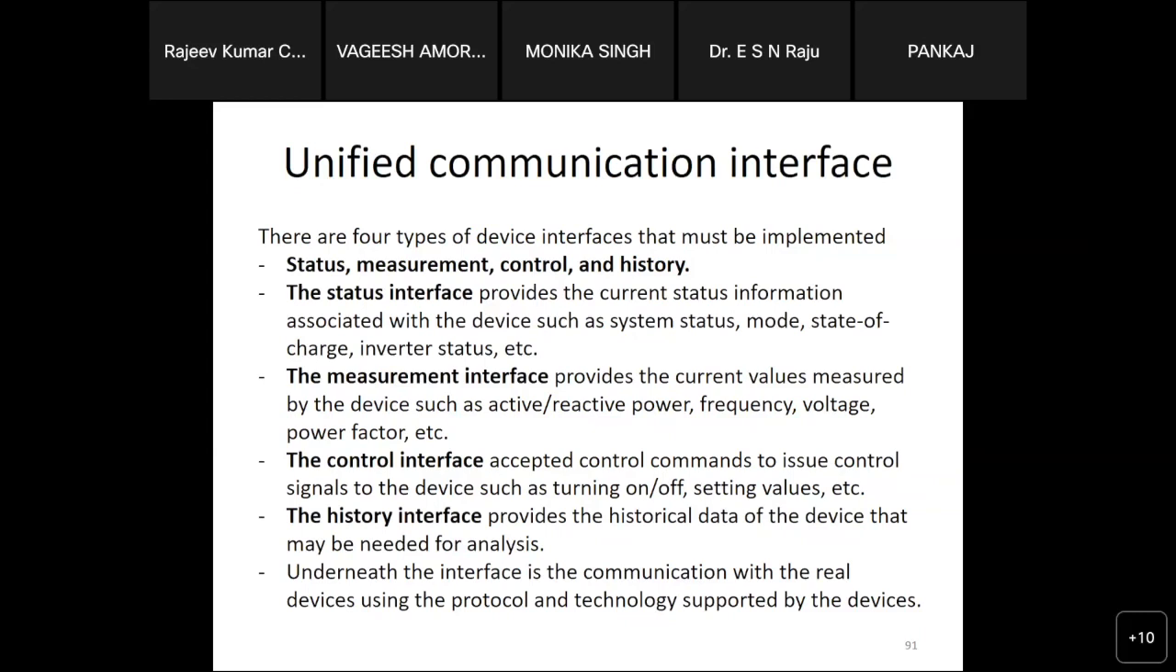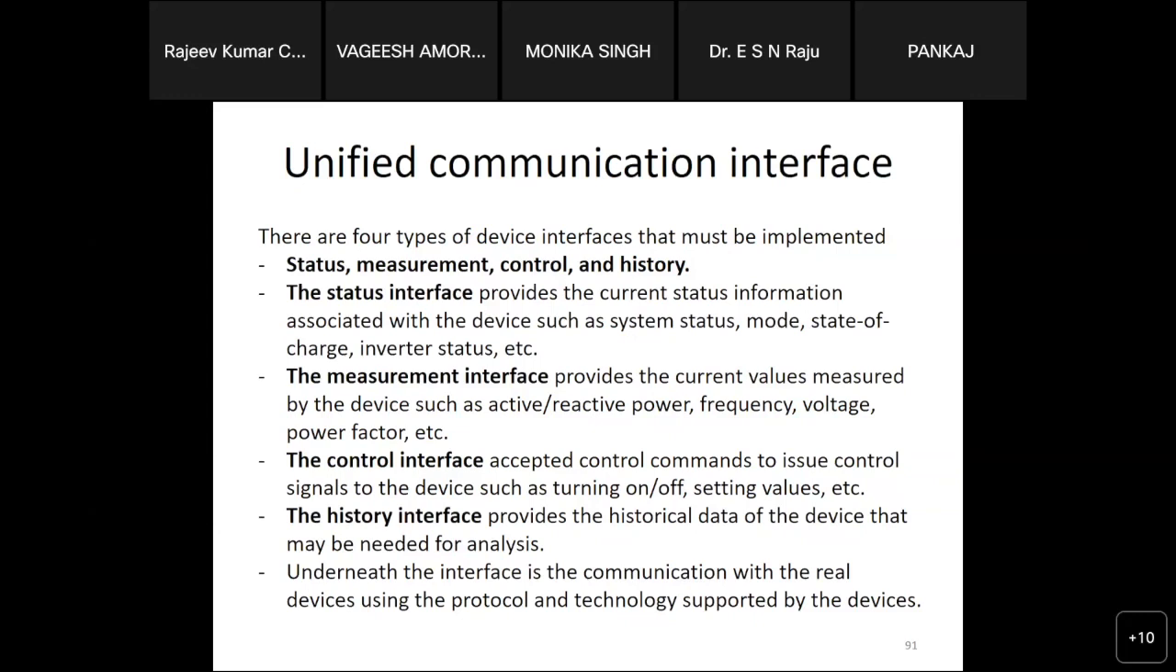Likewise, when we have controllable loads and we are trying to match the generation and the demand, we can go for turning on and turning off of the controllable loads. So likewise, we will have the control interface for issuing the control signals to the particular devices. And after that, we have the history interface.